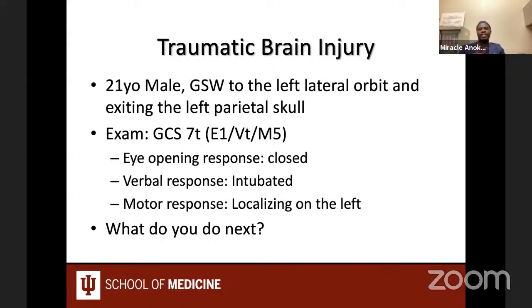So the first case is about traumatic brain injury. You have a 21-year-old male that's coming to the ER. You get called by the ER doctor. Hey, there's a patient here. He's got a gunshot wound, GSW, to the left lateral orbit and exiting the left parietal skull. So it's coming in the left orbit and then exiting out right over here, coming out.